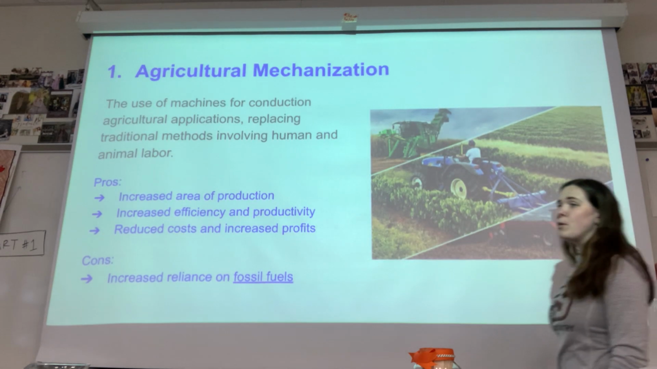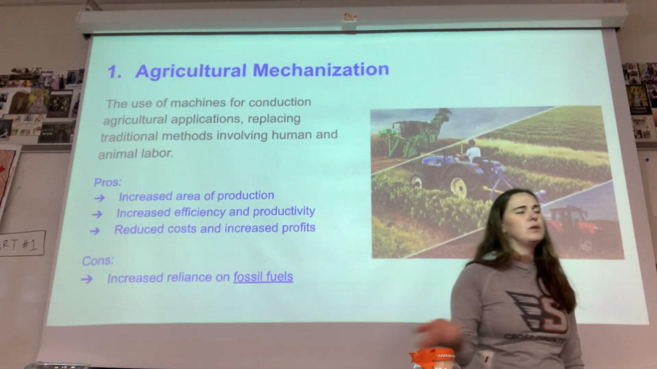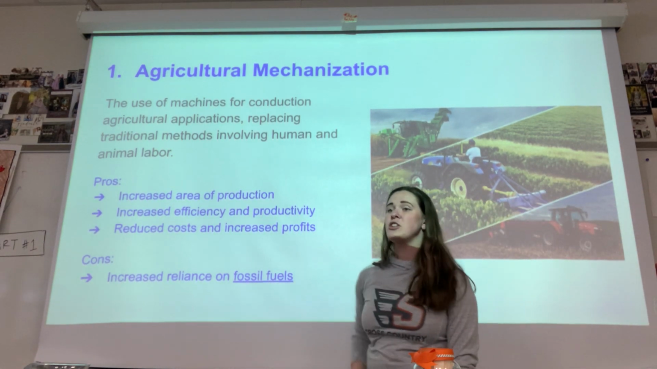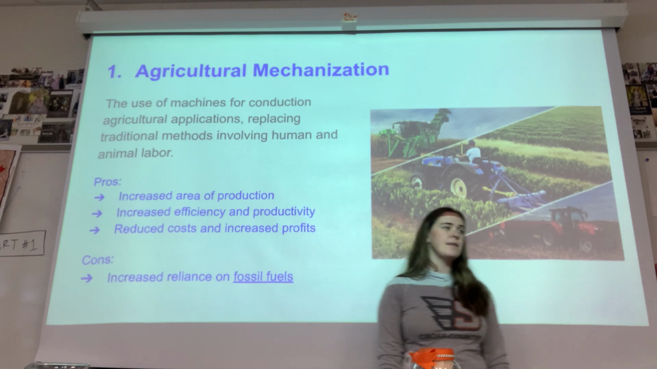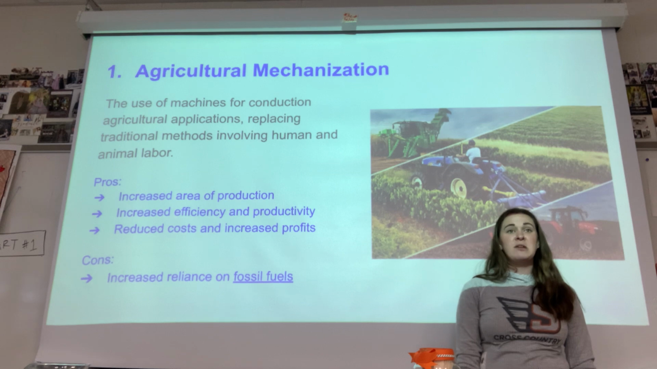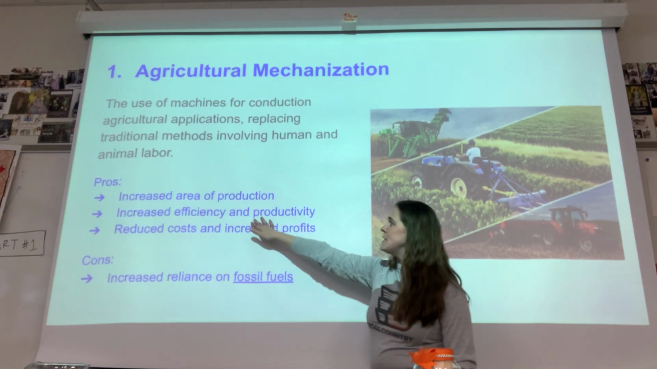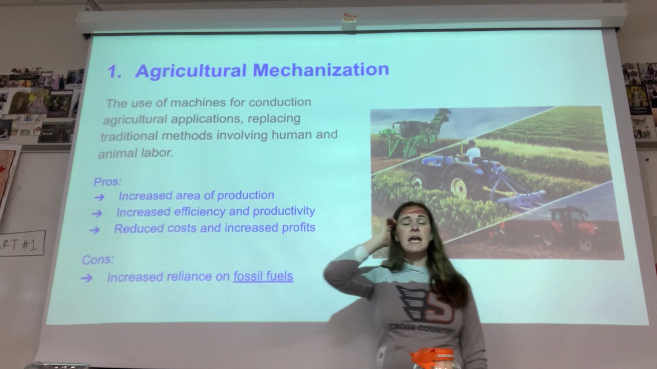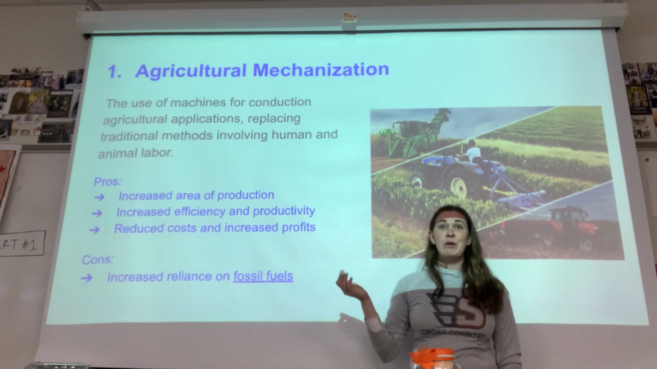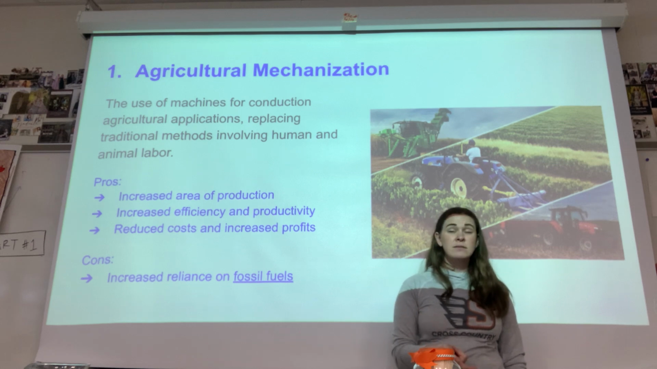So let's talk about the number one thing we talked about, mechanization. What are the pros and cons of mechanization when it comes to the Green Revolution and agriculture? So number one, like I said, increased area of production. You can use so much more of your land that you couldn't have used before. You can buy more acres and actually sustainably use them for crops. Number two is increased efficiency and productivity. Like I said, you can do the work of 10 people by 1 person in half the time. So you're definitely more efficient and you have more product that is being created.